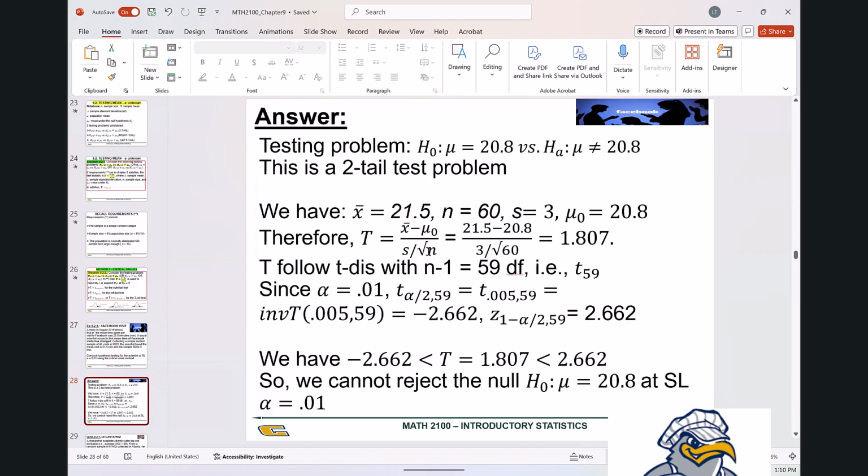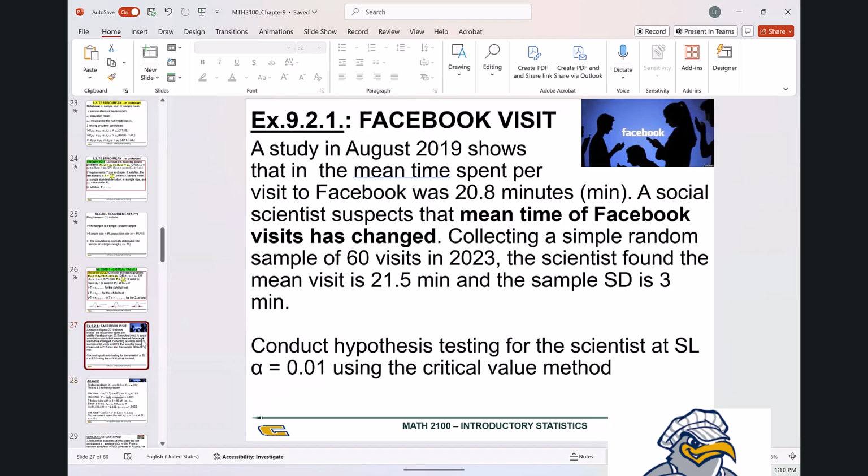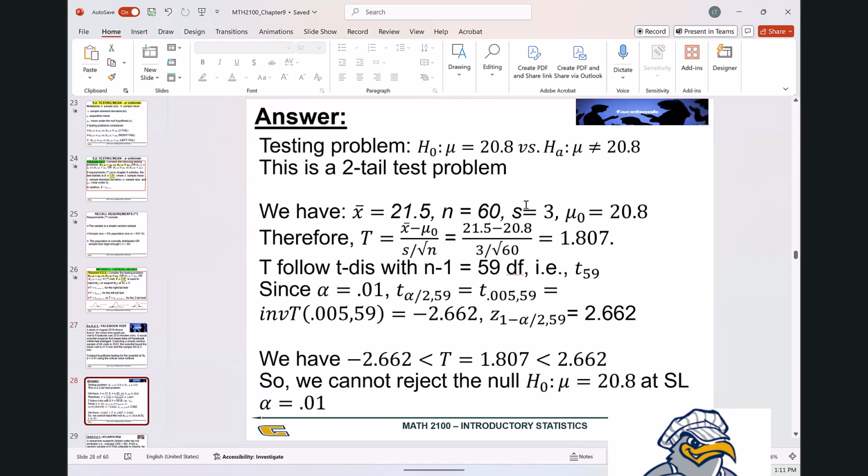X bar is given to us, 21.5 here. S is 3, n is 60. So we have all that. And the mu naught is just the value under the null hypothesis, which is 20.8. So now you plug in and you can find the test statistic, 1.807. And then your T distribution will follow the 59 degrees of freedom, right?